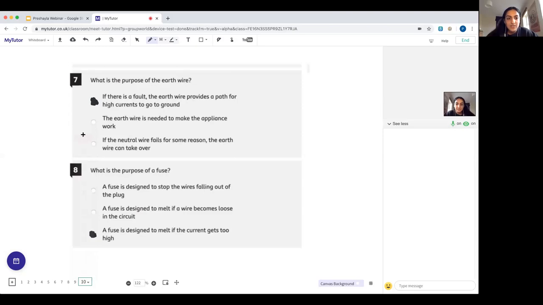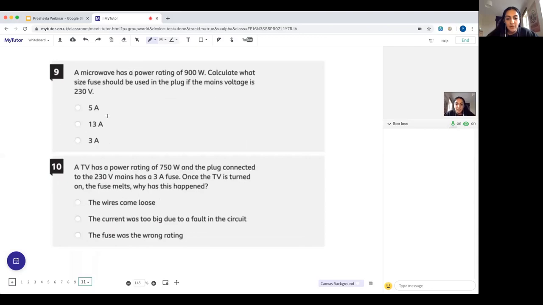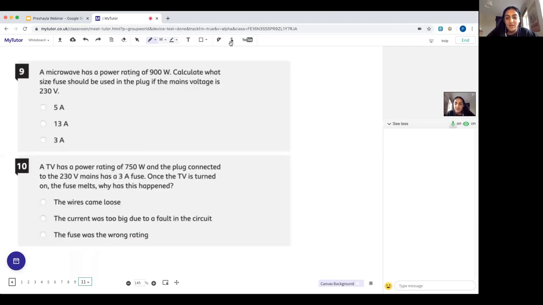Okay, so got 2 more questions here. This one you might need to use an equation for, and the same with this one. So we haven't covered it yet, but I'm going to give you 2 minutes to see if you can have a go at using the equation P equals IV to help you work out what the answer might be. So P equals IV, where power is P, I is current, and V is voltage. So 2 minutes to have a go.